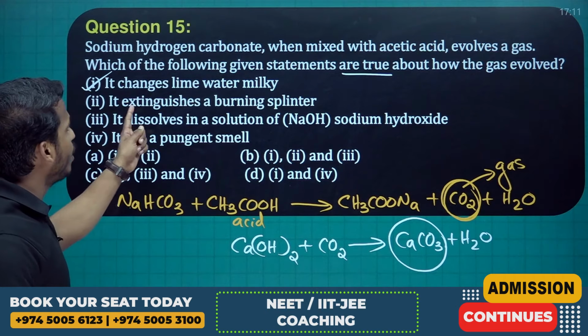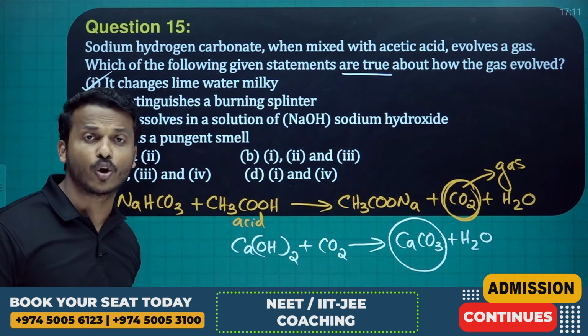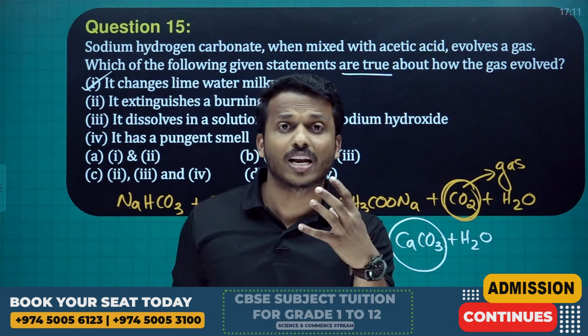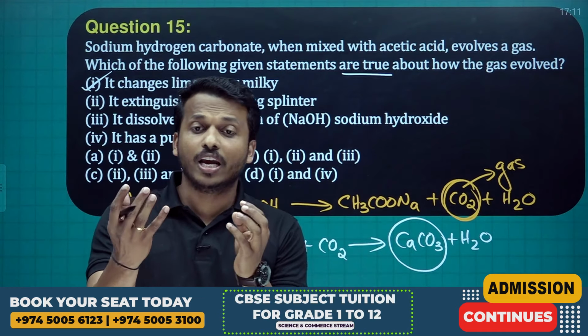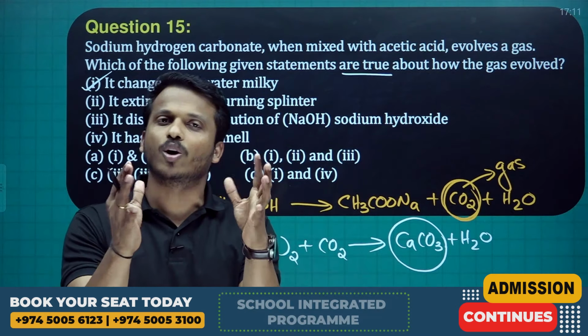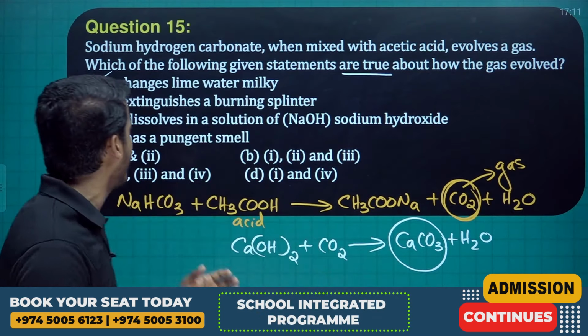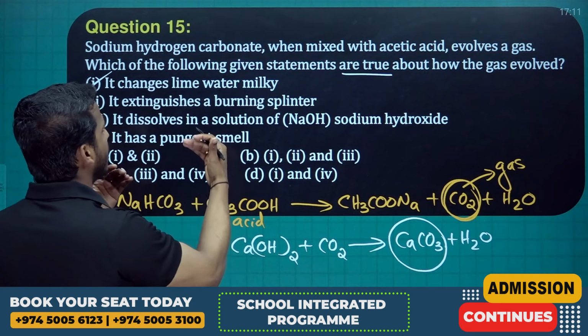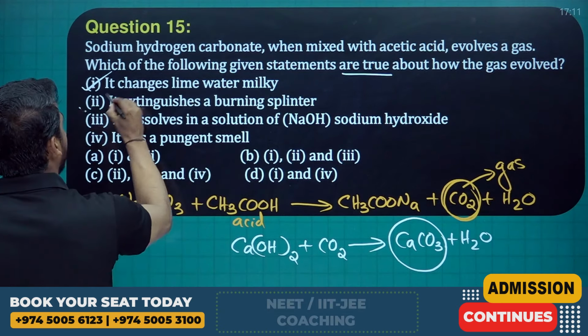Next, it extinguishes a burning splinter. Yes or no? Dear all, carbon dioxide is used as a fire extinguisher because in the presence of oxygen combustion happens. In the presence of carbon dioxide, combustion won't happen. So yes, it extinguishes a burning splinter.